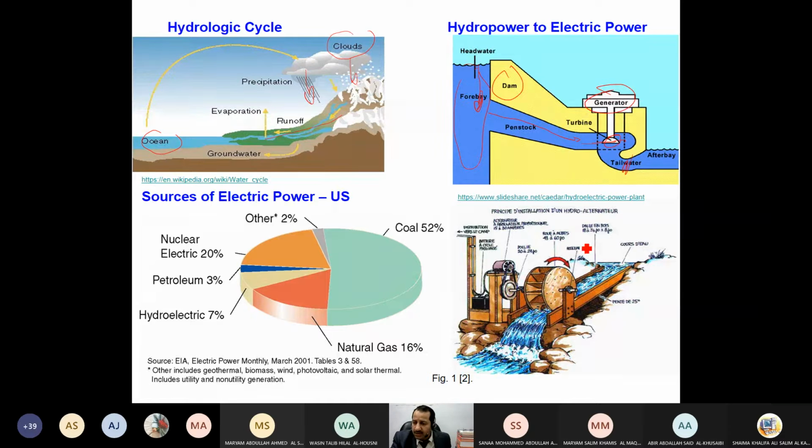It has been used a long time back. As you can see here, this is a water wheel. The water flows, it rotates, we have a shaft, gearbox, and generator, generate electricity and use it. In the past, it was used mainly for grinding.